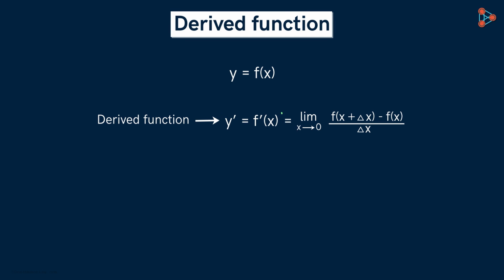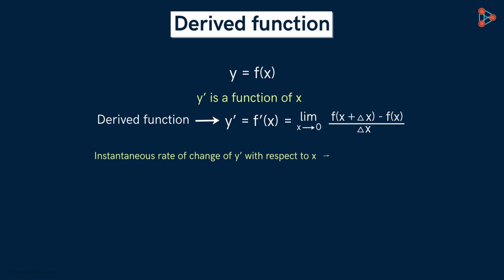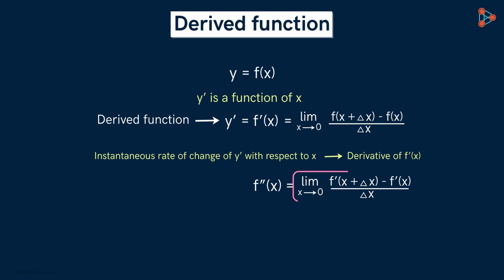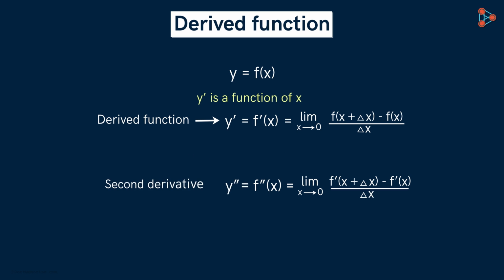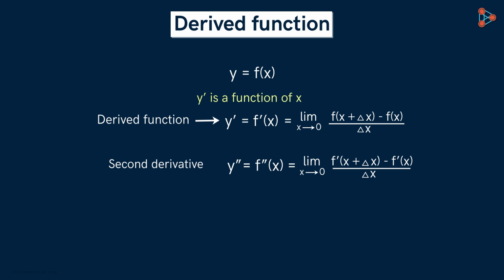This tells us that the variable y prime is a function of the variable x. So it means that as the value of x changes, the value of y prime changes. So we can find the instantaneous rate of change of y prime with respect to x. That is, the derivative of f prime of x. Similar to this, it will be equal to the limit of the average rate of change of f prime of x. Now, since this is a derivative of a derived function of f of x, it's called the second derivative of f of x. So it's denoted by putting double prime on f like this.